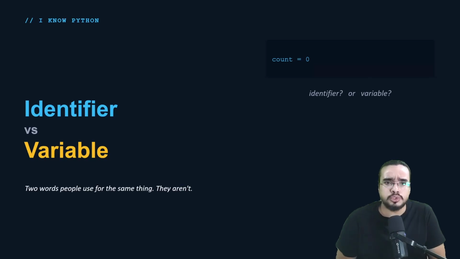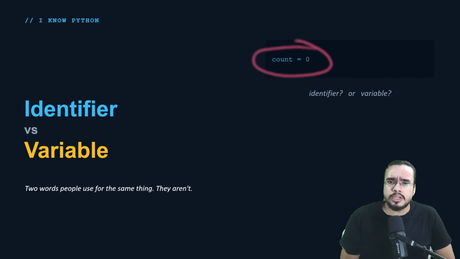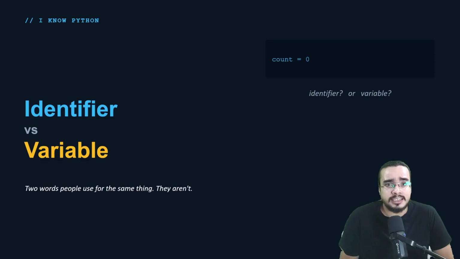Hello, everyone. So let's start our discussion today with a question. This count, is this count an identifier or a variable? Confusing? Most people will say it's the same thing. And who cares? In everyday talk, people do use the same two words to mean the same thing.